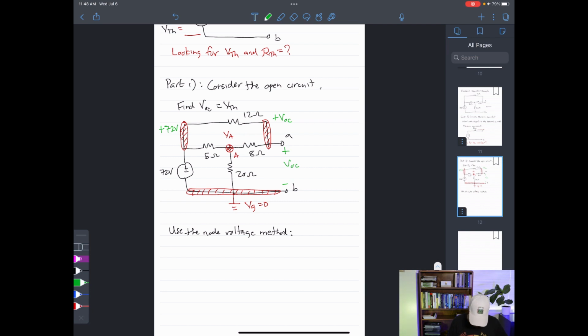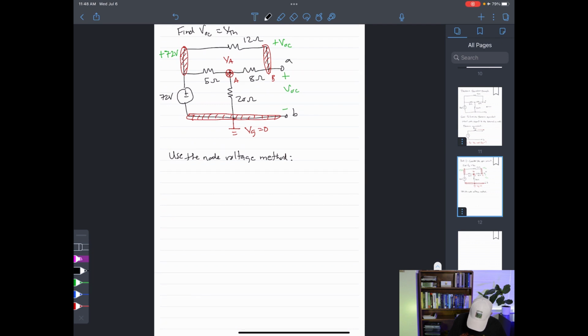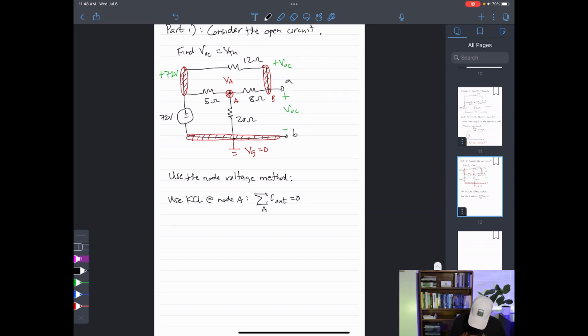Now, I am going to give this node a name as well, right there. I'll call it node B, and you'll see why I do that in a second. So I'm going to use KCL at node B, and the convention that I'm using is that the sum of the currents flowing out of this node have to add up to 0. Actually, let me start with node A. So I'm concentrating on this node there.